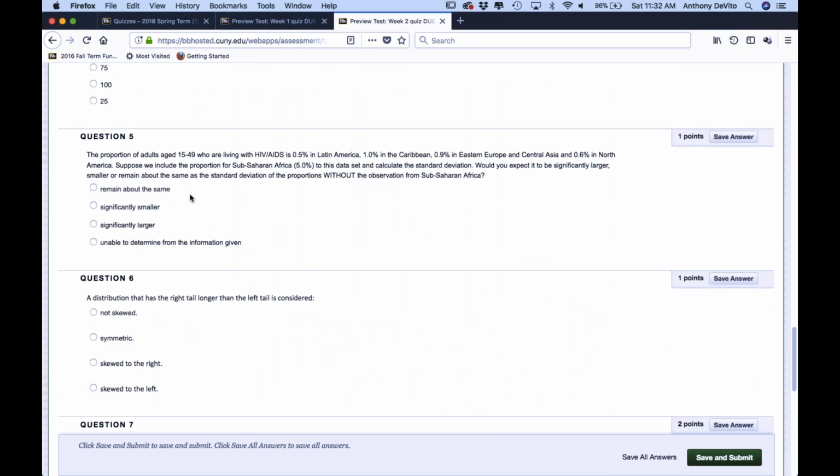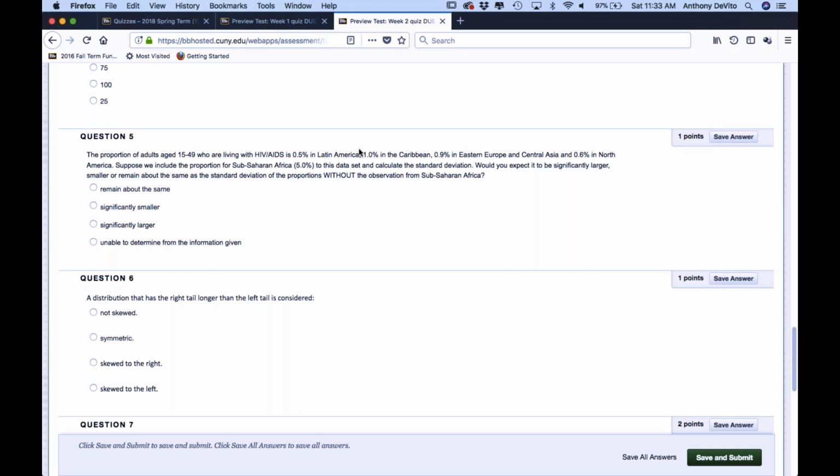Okay, next one. Let's see. Proportion of adults aged 15 to 49 who are living with AIDS is 0.5%, 1% in the Caribbean, 0.9% in Central Asia, 0.6%. Suppose we include the proportion for sub-Saharan Africa, 5%, to this data and calculate the standard deviation. How would you expect this? Would you expect it to be significantly larger, smaller, or remain the same as the standard deviation without the observations for sub-Saharan Africa? Okay, anybody want to hazard a guess on that? Okay, larger. Makes sense, right?